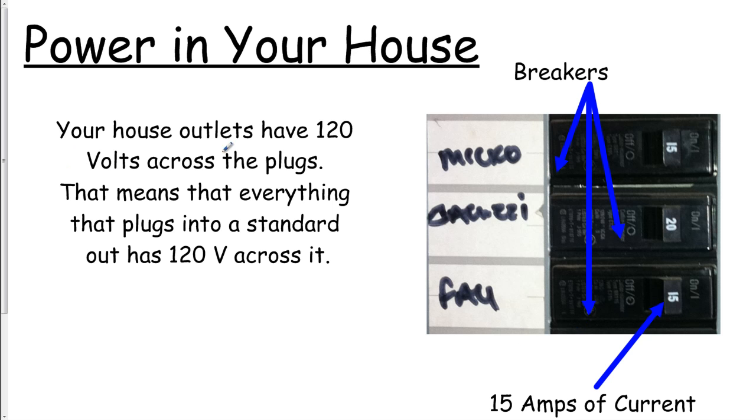Now, house outlets have a standard 120 volts across them, and it might fluctuate a little bit. It might go all the way down to 110, or it could go up to 125. But that's one thing nice about electricity, it doesn't have to be perfect. We just know that it's somewhere around 120. And so everything that plugs into the standard outlet has 120 volts across that. So using that, we can actually figure out how much current a device uses.